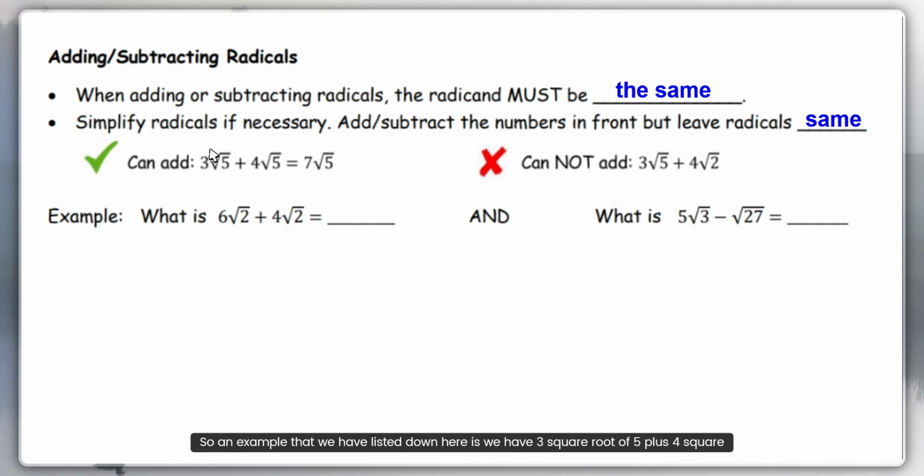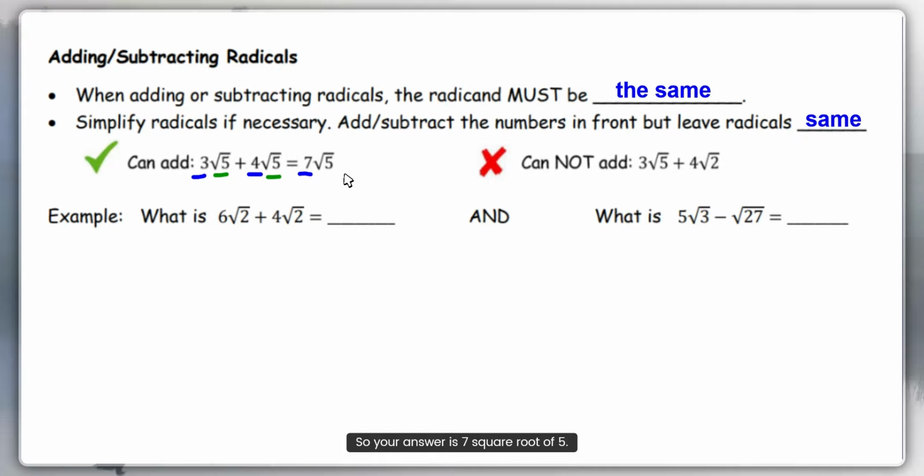So an example that we have listed down here is we have 3 square root of 5 plus 4 square root of 5. Now we can add these up because the number under the square root is the same. Okay, you can think of these kind of like terms, right? So 3 square root of 5 plus 4 square root of 5. How do we add that? You simply just add the numbers in front. 3 plus 4 give you 7. So your answer is 7 square root of 5. The square root you leave alone. You just add the numbers in front or subtract.